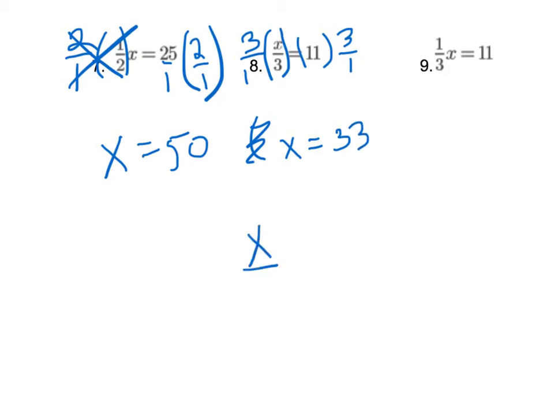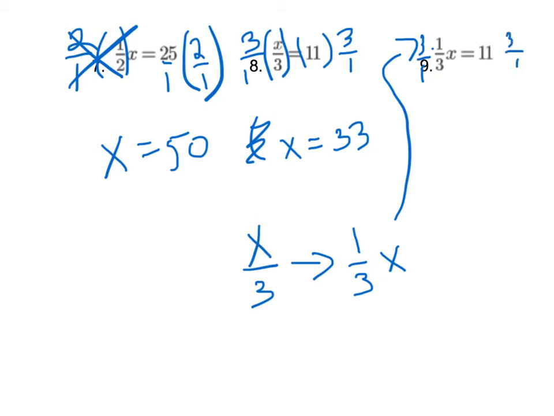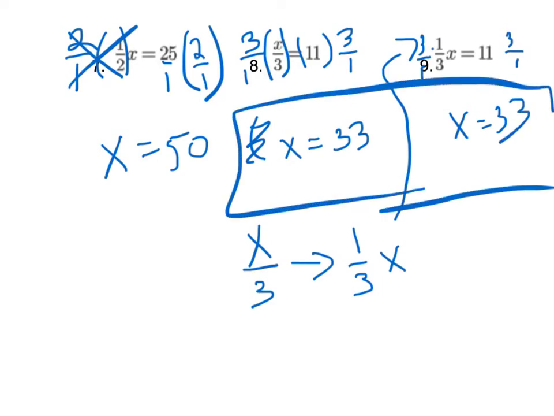X divided by 3 is the same as 1/3 of x. We can see that up here for this problem where we have to multiply by the reciprocal of 1/3, which is 3 over 1, and we do that to both sides. X equals 33. These two problems, if you'll notice, are the same.